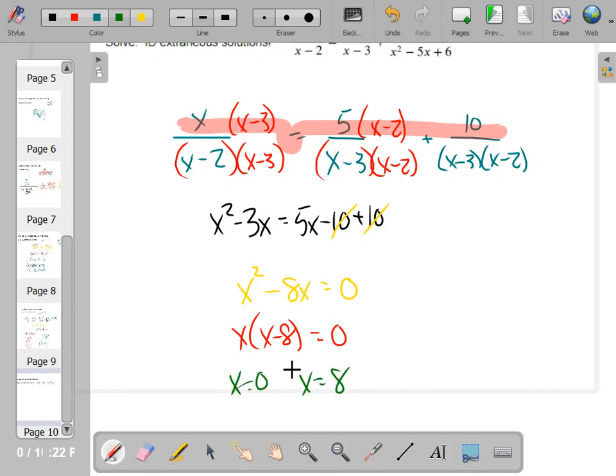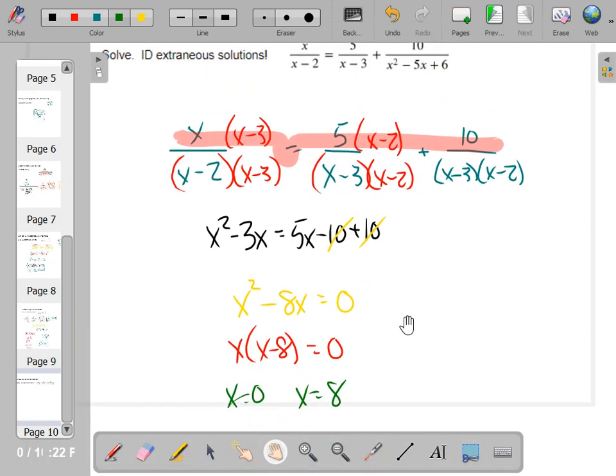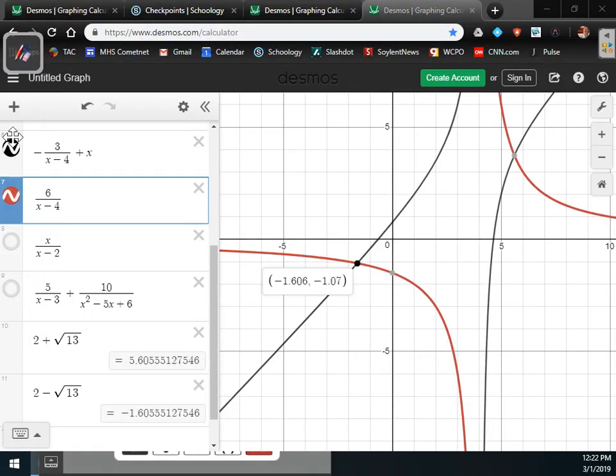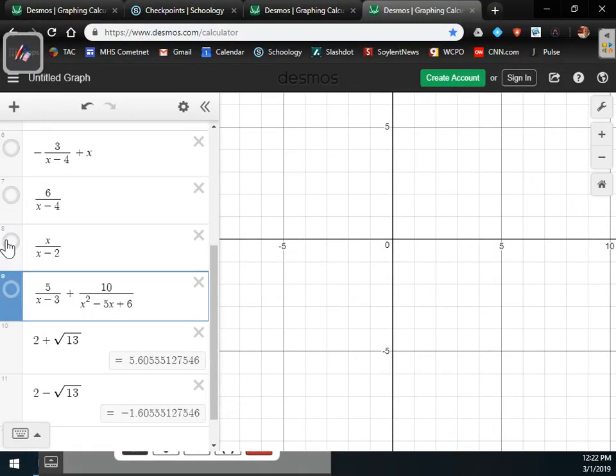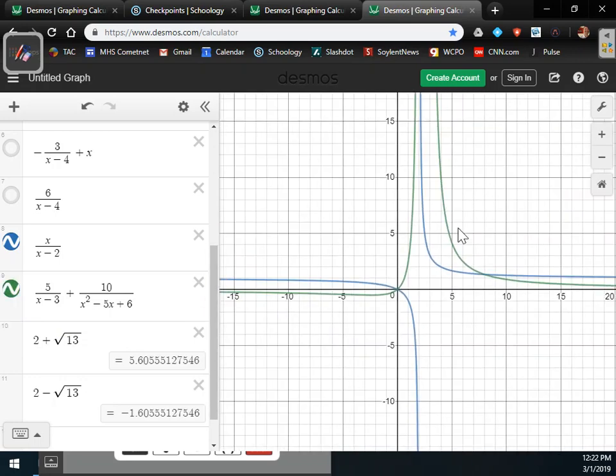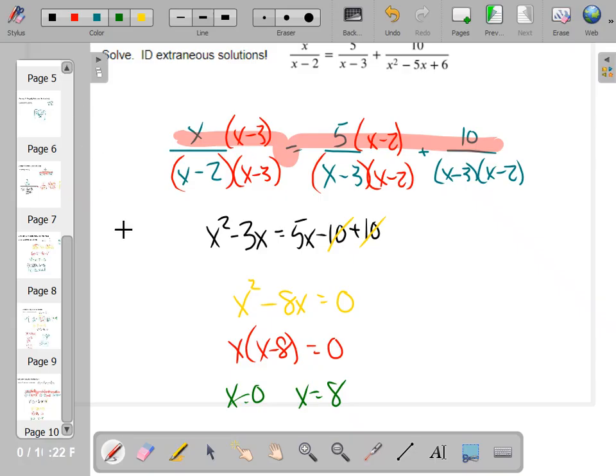Or does it? Can x equal 0 and 8? I think so. It looks like 2 and 3 are my extraneous solutions. So let's check it on the graph. 0 and 8, do those both work? When I graph it, x equals 0 and x equals 8. Yeah, 0 and 8. Great. So we did it right. X equals 0 and x equals 8, and they are both actual solutions. There are no extraneous solutions here.